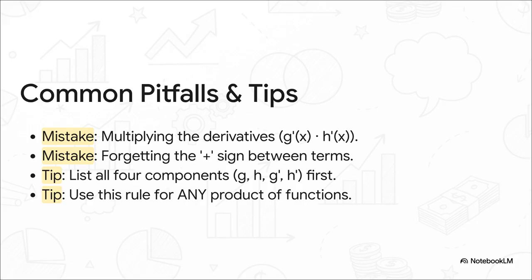So, here are my tips for you. 1. Always write out your four components, g, h, g prime, and h prime, before you even start the calculation. It keeps you organized. And 2. Remember this rule applies anytime you have a product of functions, whether it's revenue, compound interest, or any other scenario.